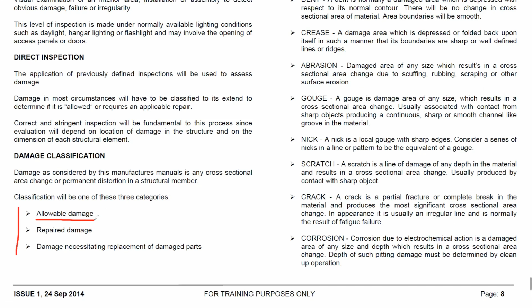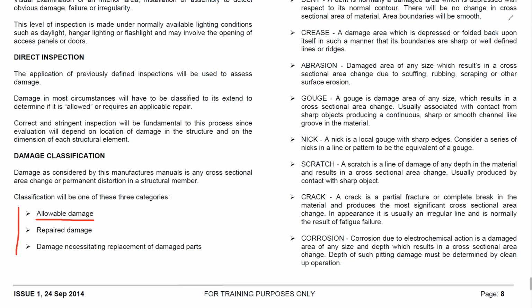And the last category that you have is, yes, you have a damage, but it's not part of the allowable damage list in the SRM. It cannot be repaired. So the only chance is to replace the damaged part. So once again: allowable damage, repairable damage, and damage which cannot be repaired, where we need to replace a part.